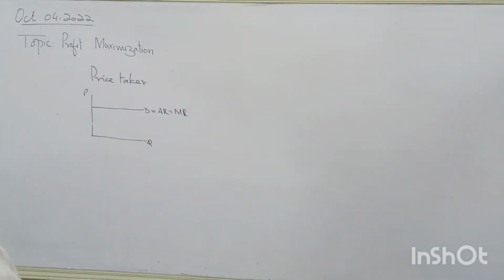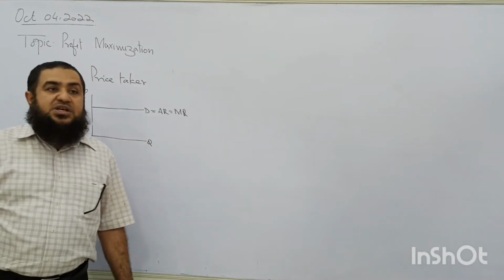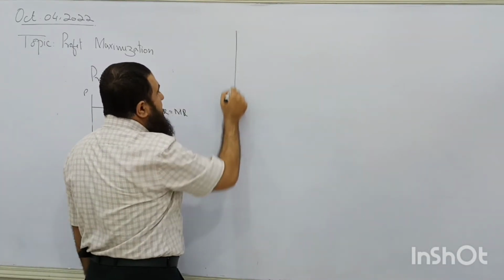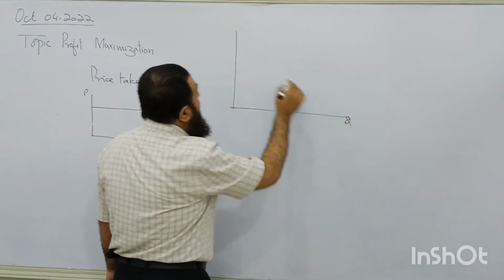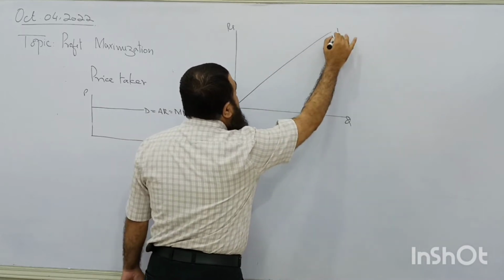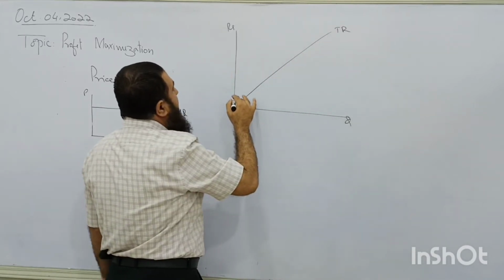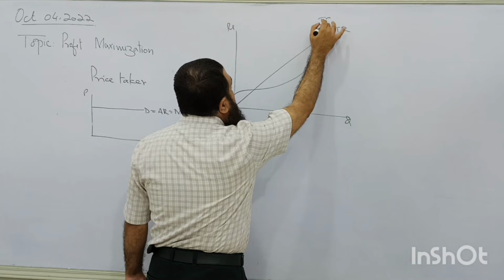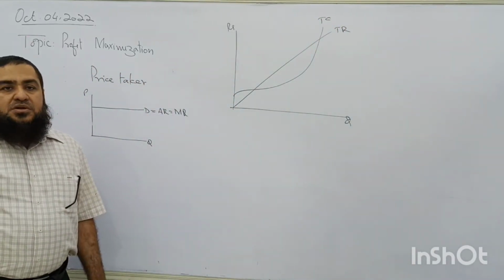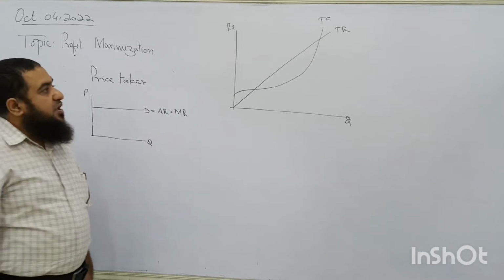When we are adding the variable factor into the fixed factor, the additional output of the variable factor will eventually diminish. So right now, I am going to draw that total cost shape. This is the total revenue, and this is going to be the total cost shape. It is having this shape, the cubic function.